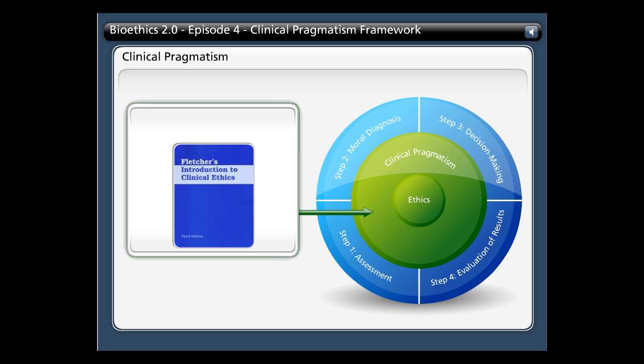This slide takes you through the 4 steps of the Clinical Pragmatism Framework. We will go through these briefly, and then we will spend the rest of the podcast discussing especially Phase 1, assessment of all the things listed on the slide, in more detail, and then we will talk about Steps 3 and 4 as well.